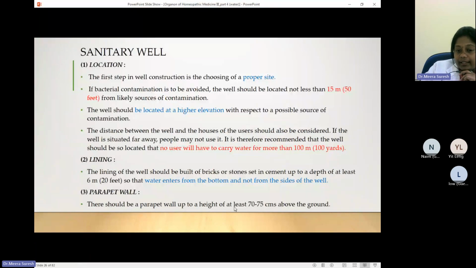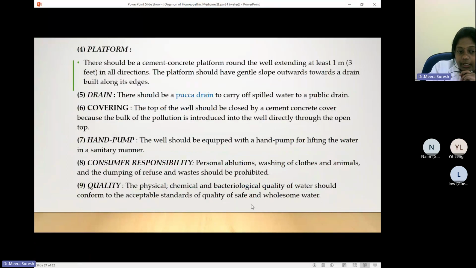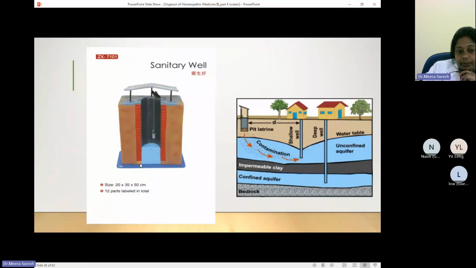Then there should be a parapet wall up to a height of at least 70 to 75 centimeters above the ground. You can see it in the picture.